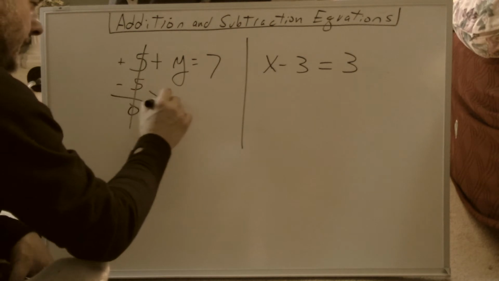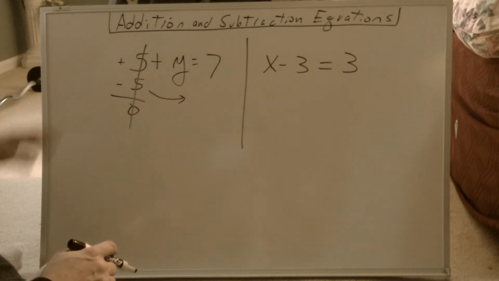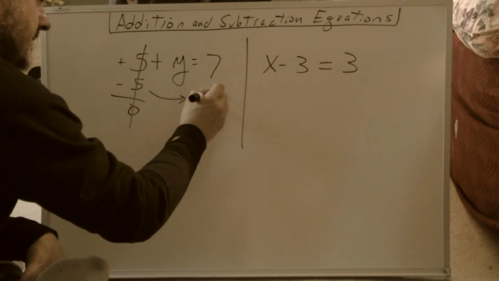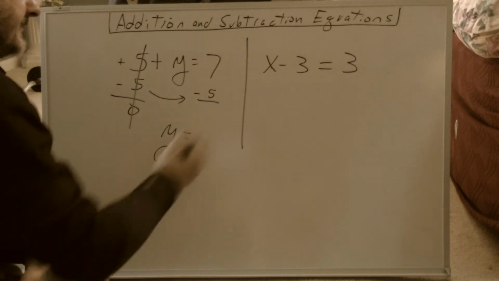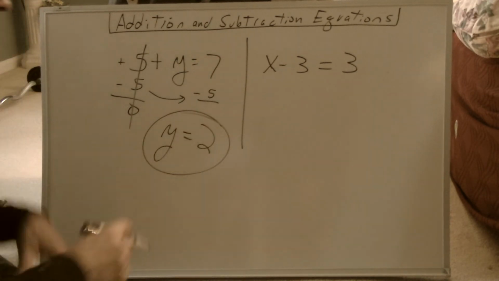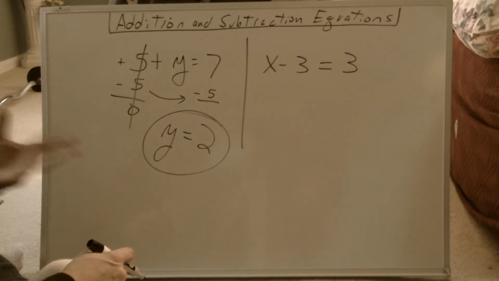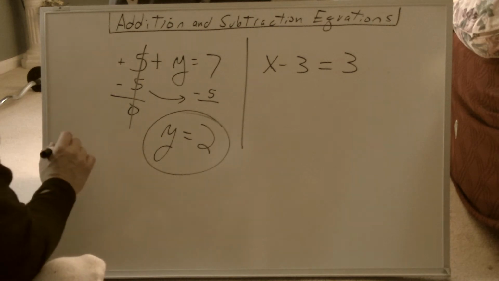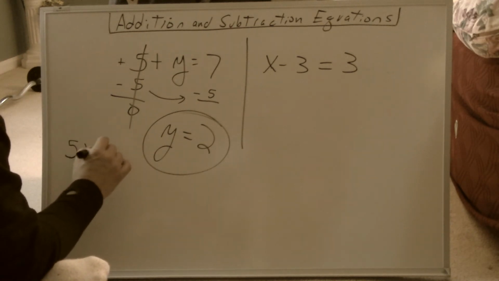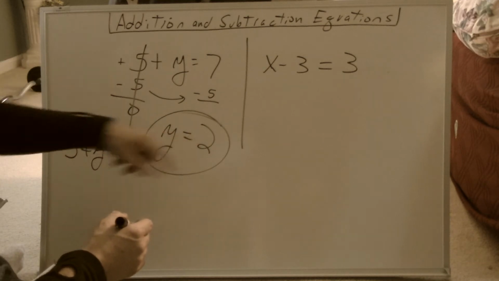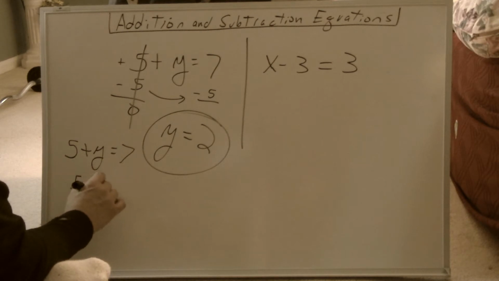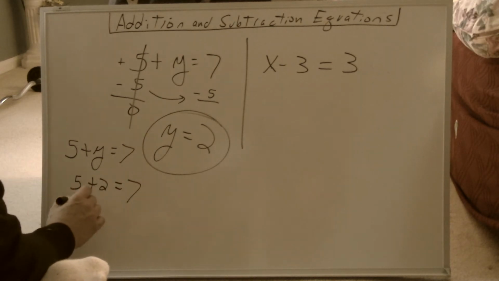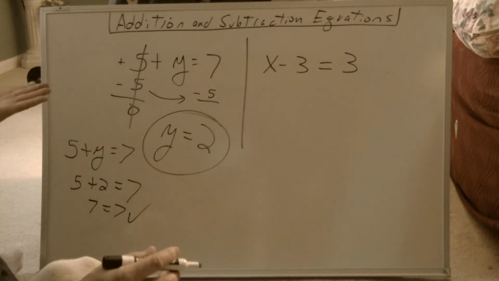Now I move him to the other side. You don't have to draw the arrow when you do it, I'm just doing it for you. There you go, minus 5. Now bring Mr. Y down. Bring your equal sign down. 7 minus 5 is 2. Y is 2. Now if you wanted to prove that this was true, you go back to the original equation. 5 plus y equals 7. Take the y, put it in here, because y is 2. 5 plus 2 is 7. 7 is 7. Check, it works.